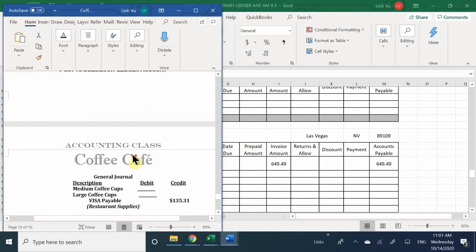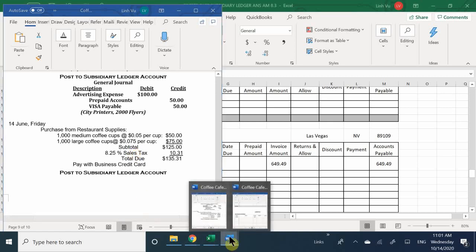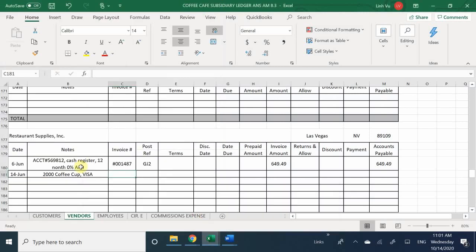And in this case, I don't, but that's okay as long as you're able to recognize when the transaction happened. Your receipt should tell you the date. Okay, so here I don't have one. My post reference is going to be general journal number 4. And I obviously didn't have terms or a due date or a discount date because I paid it in store.